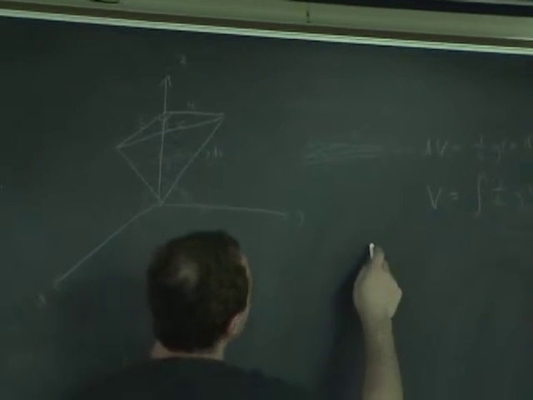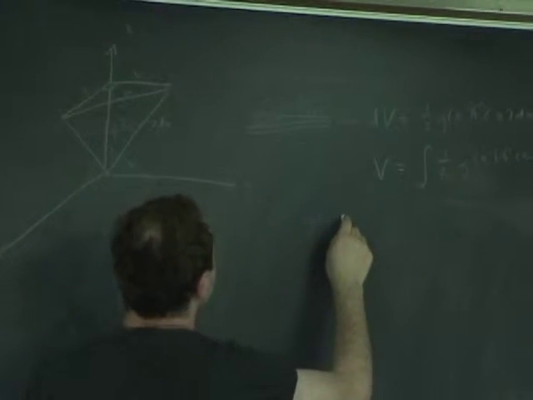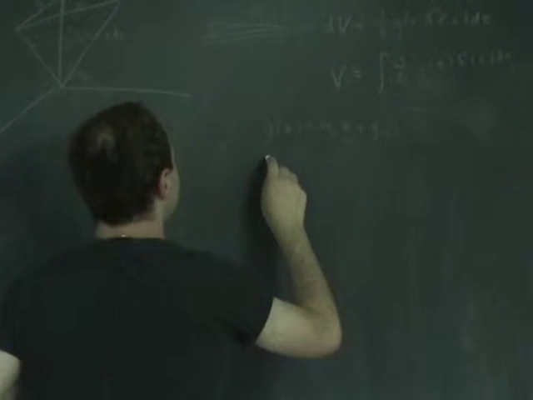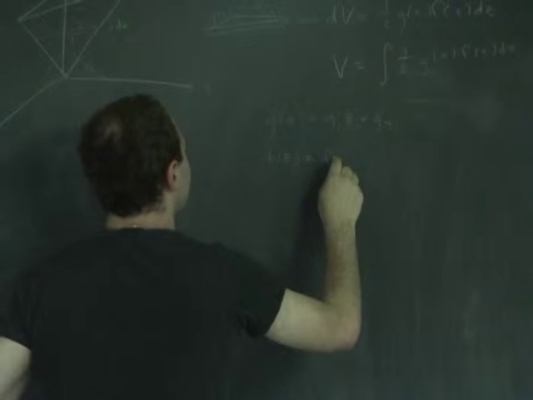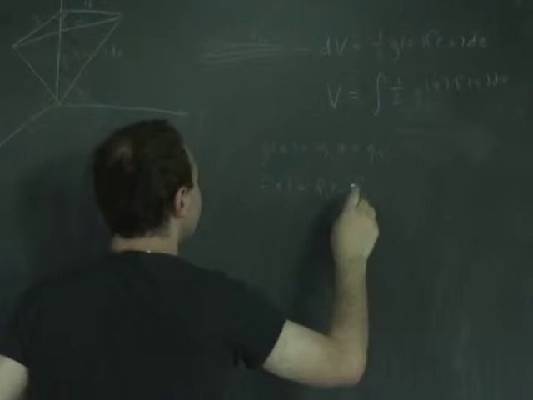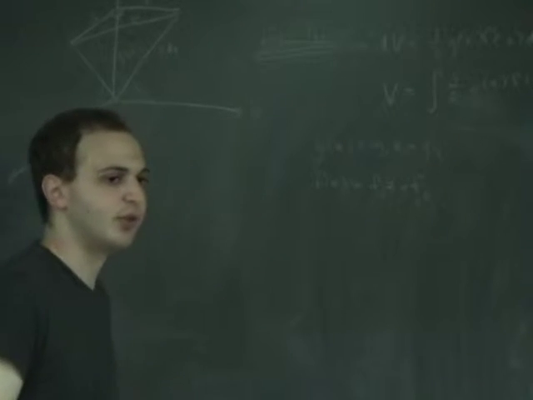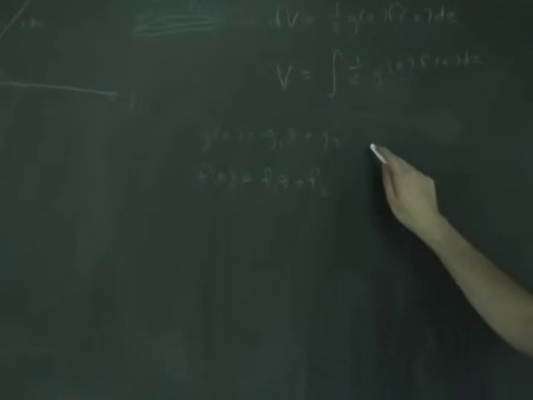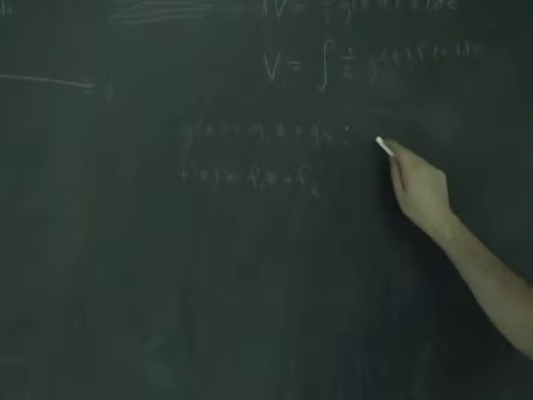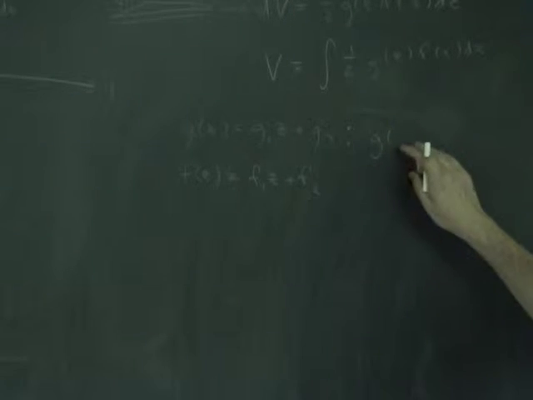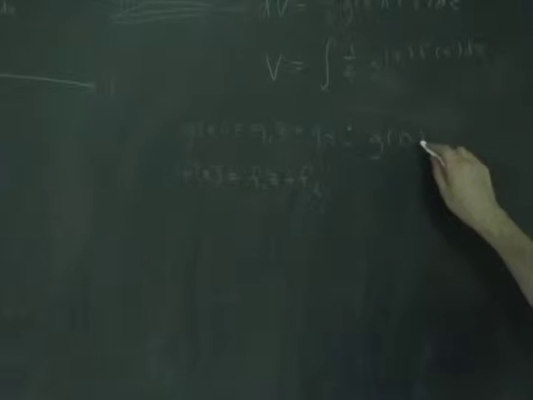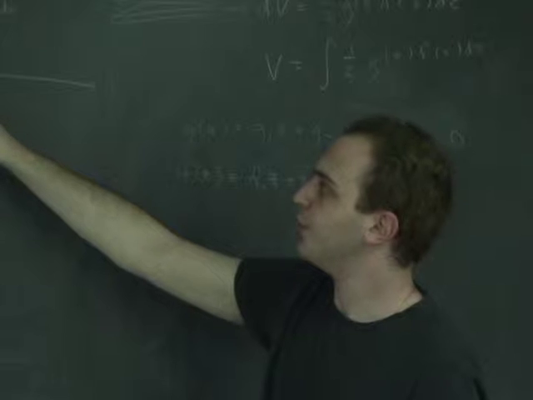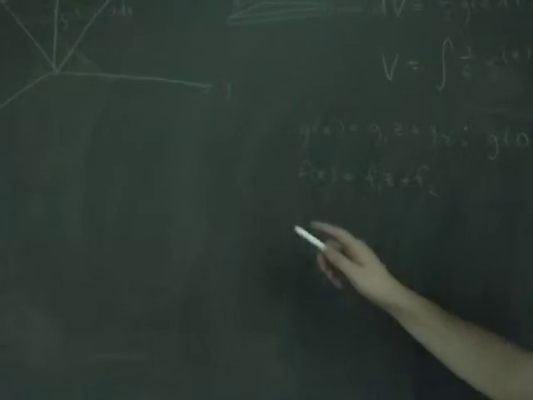So, we know that g of z, let's call that g1 z plus g2, and let's call f of z f1 z plus f2. And g1, g2, f1, f2 are just some constants that we need to determine. So, we know that g of 0 is equal to 0. Right? Because at z equals 0, the distance out, or the distance this way, is 0.